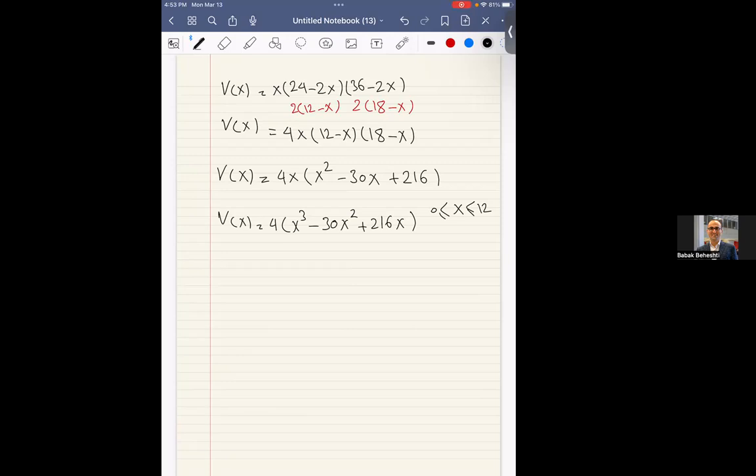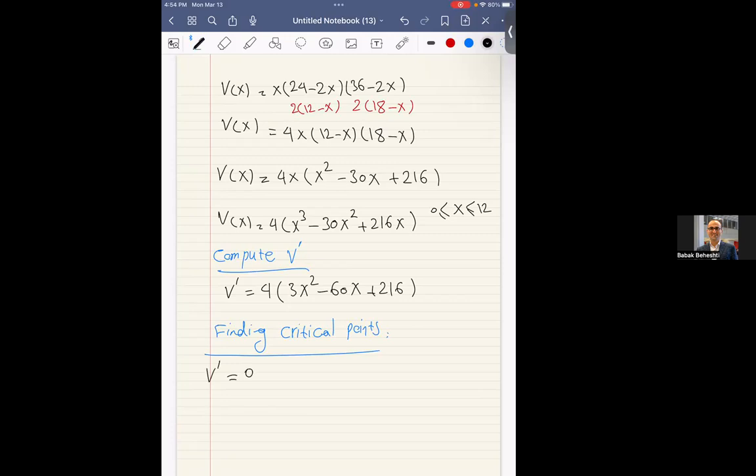So then the next step is to compute the derivative. V prime would be 4 times 3x squared minus 60x plus 216. Now find the critical points. That means the points at which V prime is 0 or doesn't exist. We don't have any point for which V prime doesn't exist, but we might have some points at which V prime is 0.